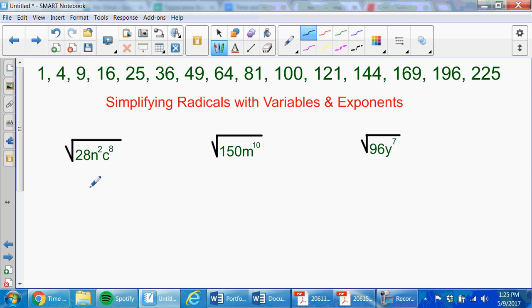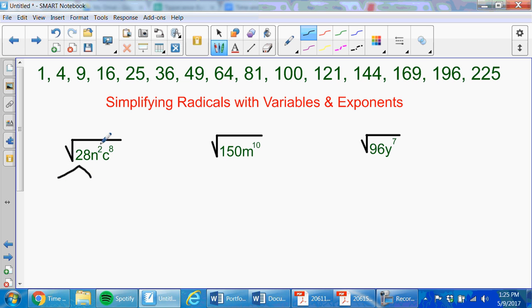The following video is about simplifying radicals with variables and exponents. It's a lot like simplifying radicals beforehand, but now we're just adding in a couple of steps. For the first one here, we're going to split this up into a couple of things.